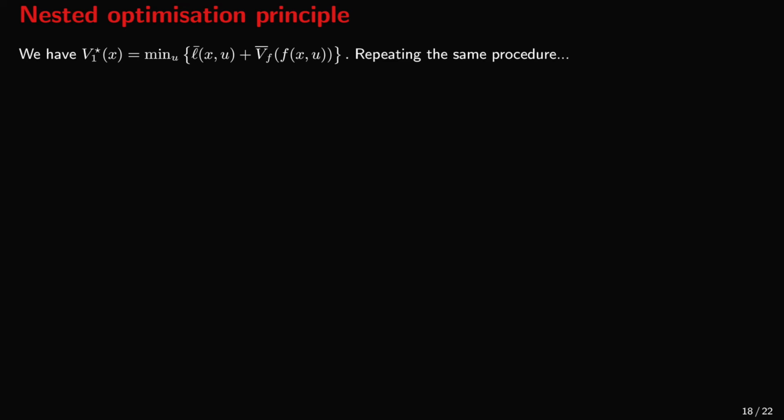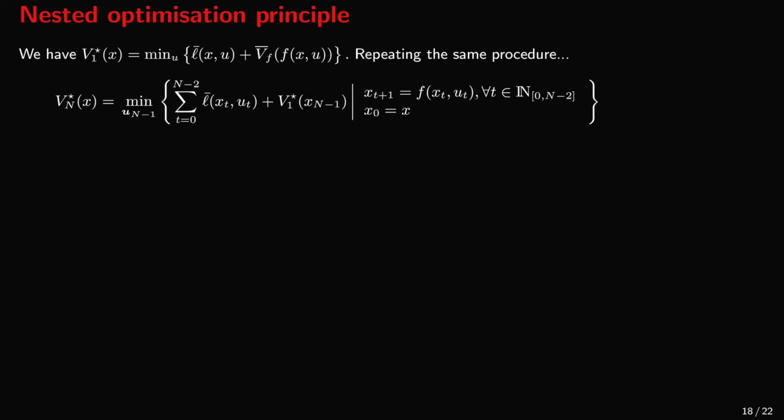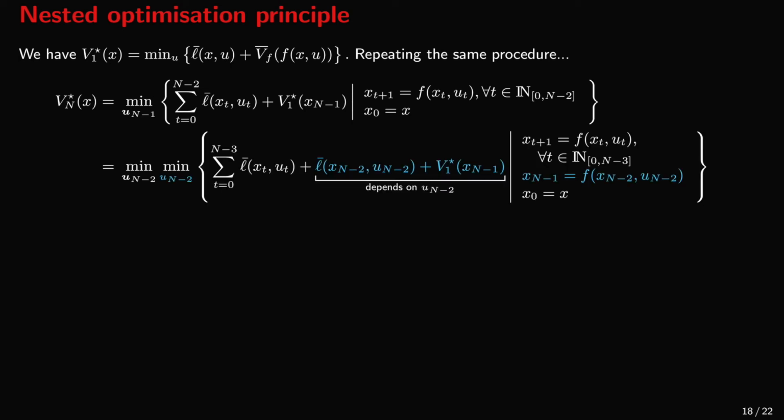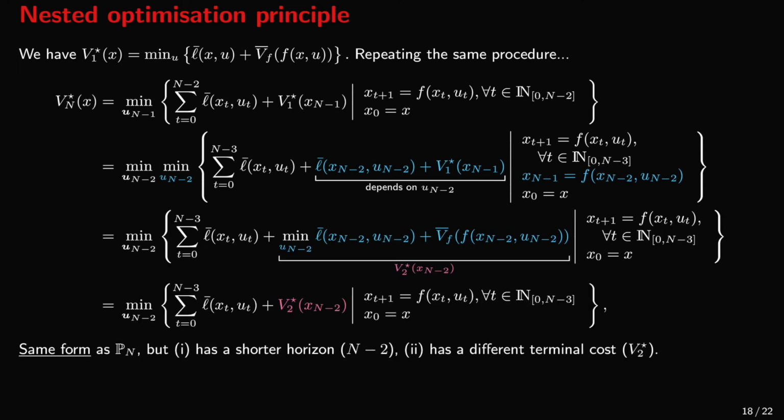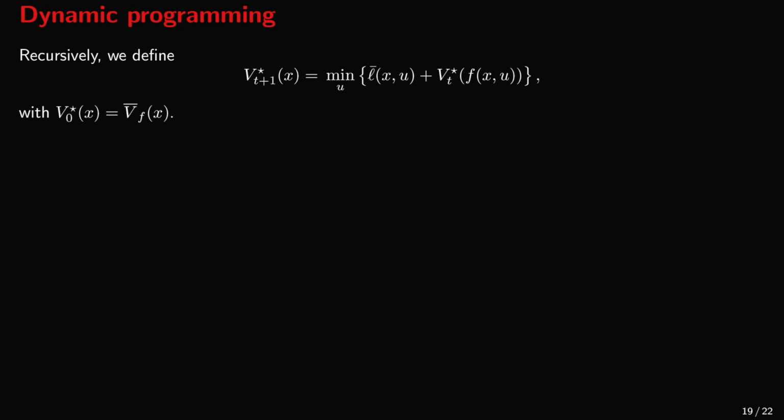We can follow the exact same procedure, starting with the problem with horizon n-1 and terminal cost v1 star, and we can follow the exact same steps to obtain a problem of the same form as the original one, but with a prediction horizon n-2 and the terminal cost v2 star. v2 star is the value function of P2, the optimal control problem with horizon 2. And same as in the unconstrained case, V_{t+1} star is determined from V_t star, with V0 star being the terminal cost Vf bar.